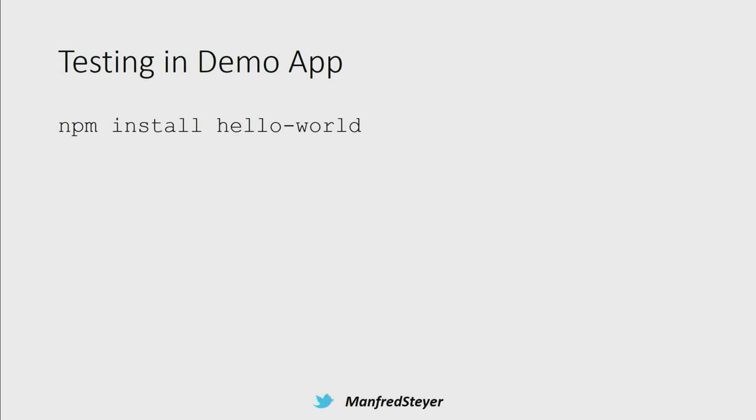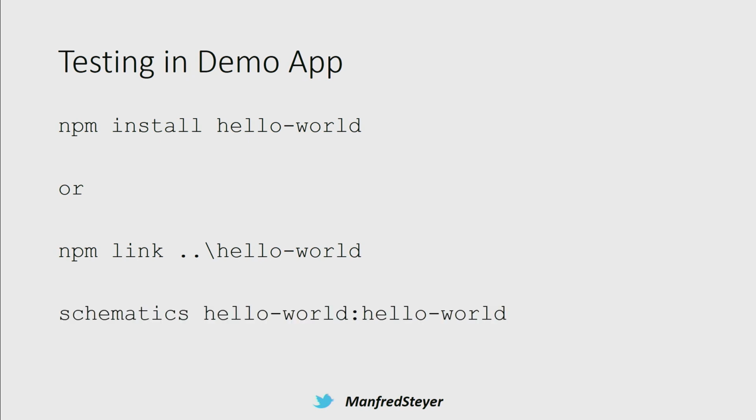For this you need to npm install your schematics collection, or you could also link it by using npm link. And then you can use the schematics tool one more time. The first word you are appending here is the name of your collection, the name of your npm package, and the second name is the name of your code generator. Both here are named hello world. And instead of schematics, you can also use ng generate, which is more or less the same, but it's the Angular way to do things. So let's have a look at this.